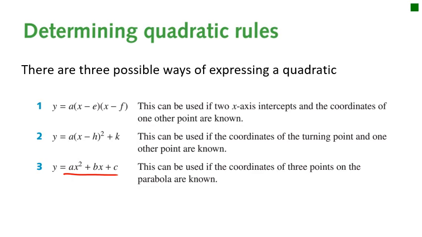And the last one is if we're just given 3 random points anywhere on the parabola, we're going to have to use this form, ax squared plus bx plus c.